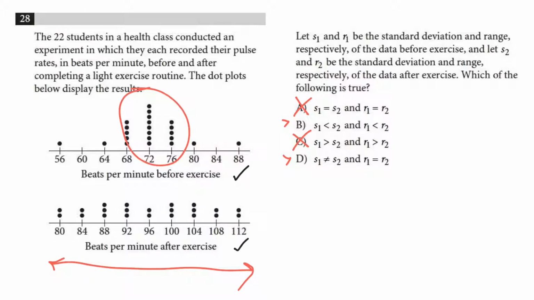All right, well, now let's look at the range. The range of the first data set is going to be 88 minus 56, so that's going to be 32. The range of the second data set is going to be 112 minus 80. Okay, well, that's also 32. So we know the range is equal on both, so our answer must be D.